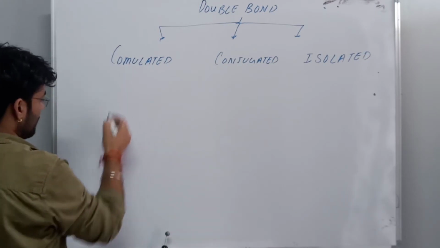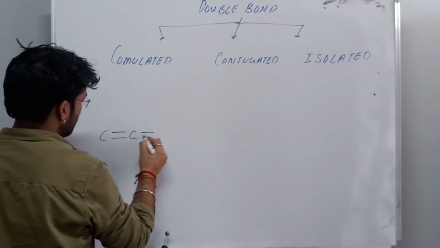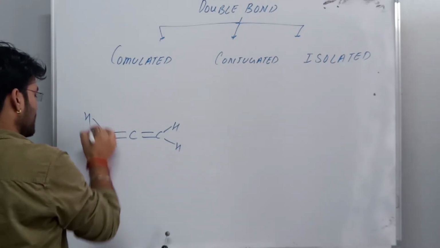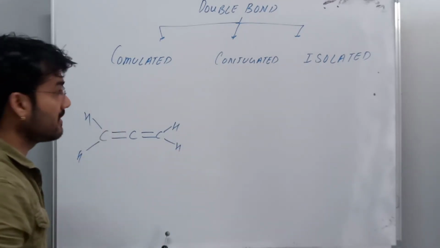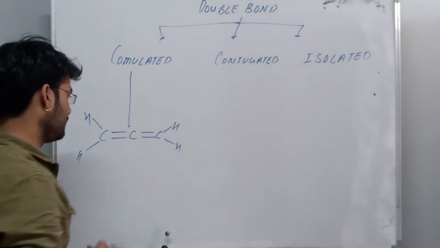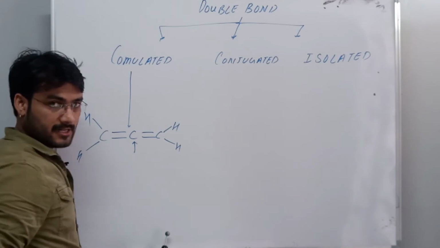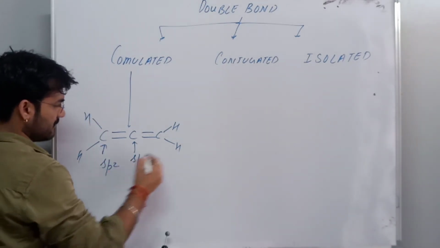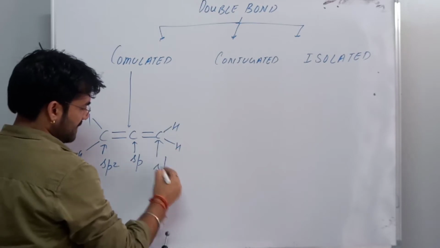So double bond, C, H and H. Okay, H and H. This is a cumulated double bond. What's the hybridization of the middle carbon? It is sp. What about this? sp2. What about this? sp2.